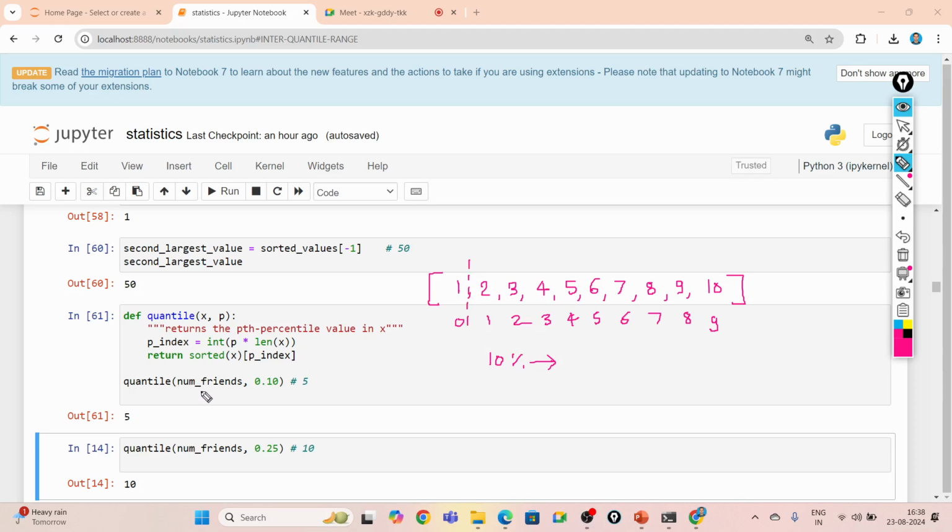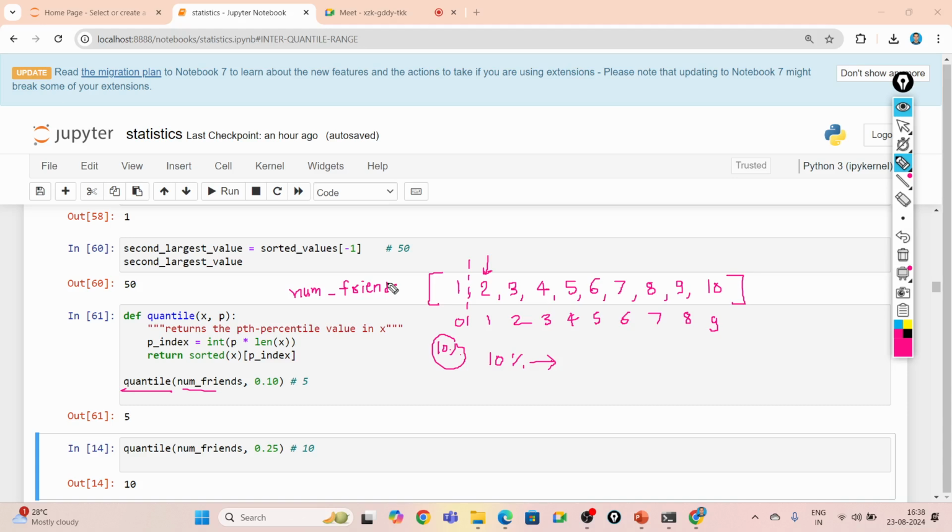So if you go for quantile, it is represented here, quantile num friends. Suppose this is my num friends. For which value will you get 10%? See, in this case, for the value 2, the values below 2 are the 10% value, because total values are 10 and out of that only one value is 10%. So if you take the quantile of this, you will get this value as 2.